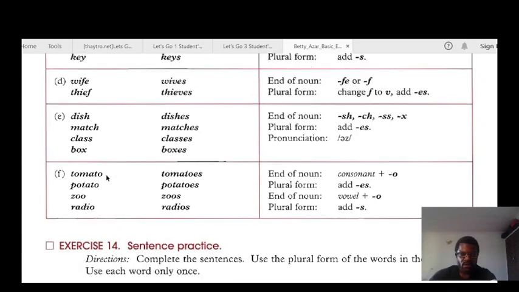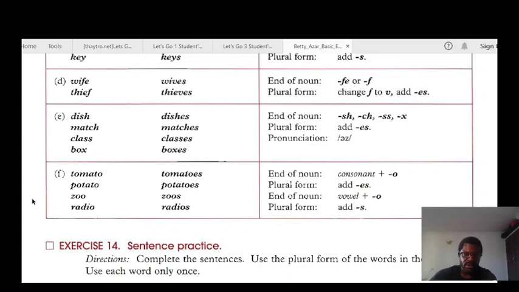Also we've got this one, nouns that end with O. You have to look at what comes before the O. If it is a consonant before the O, in this case, you add ES. But if it is a vowel before the O, you add only S.